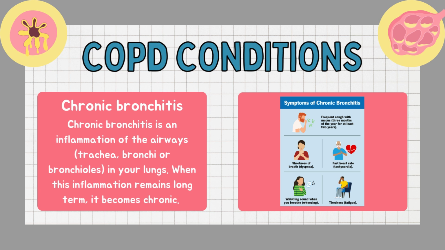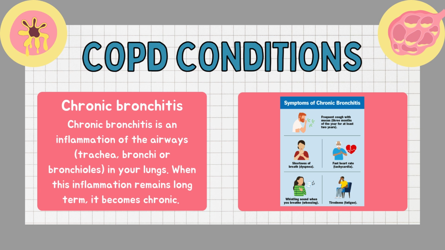It is the inflammation of the airways, that is the trachea, bronchi, or bronchioles in your lungs. People with chronic bronchitis have symptoms like cough and shortness of breath most days of the month, 3 months out of the year, for 2 years or longer. The term is commonly used to refer to COPD, though people may still hear the term chronic bronchitis. It is now more accurately called COPD.